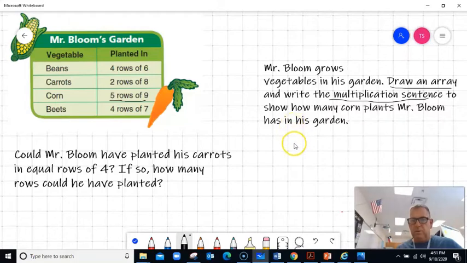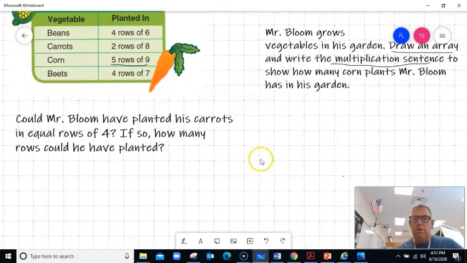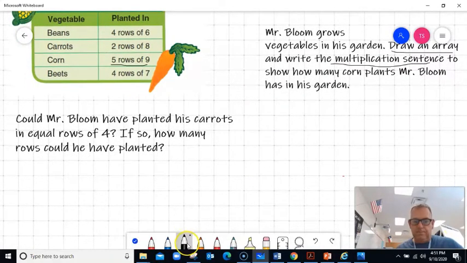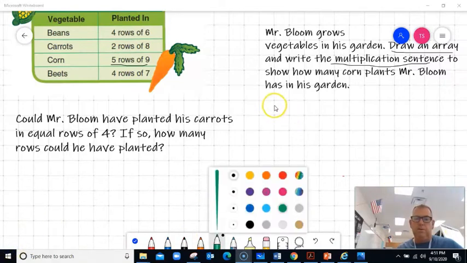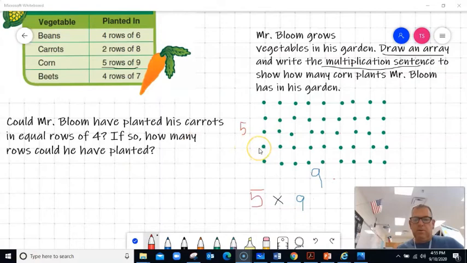So I'll just scoot this up a little bit here so we can get our rows in here. So corn, my stalks are green, so I'm going to use green to mark my corn plants. And it says 5 rows of 9, so that's 1, 2, 3, 4, 5. And there's 1, 2, 3, 4, 5, 6, 7, 8, 9. And finish up the array. You didn't want to see me sit there and click for 5 minutes. And as I said in the problem, there's 5 rows with 9 in each row. And we can go through and count each one of these.